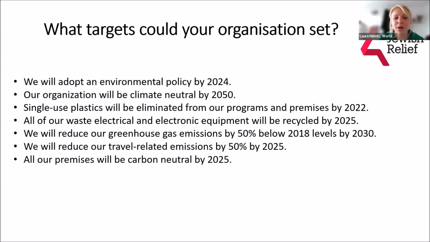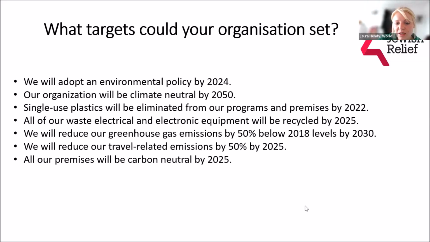So you might have something simple like you want to have an environmental policy or an environmental task force in your organization by a certain year. You might want to say that you'll be climate neutral or net zero by a certain year. You might have more specific targets, like we want to get rid of single-use plastics by a certain year, or recycle all of your waste by a certain year. Or you can try and be a bit more measured and have a specific target, like we want to reduce our greenhouse gas emissions by X% below a certain year by a specific year. So it's really up to you, and there are lots of ways that you can go about it.